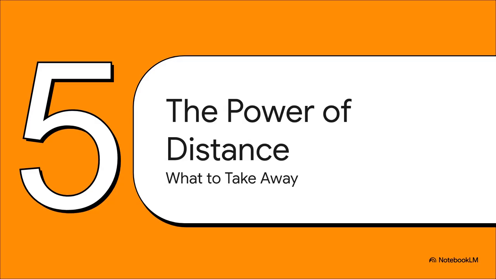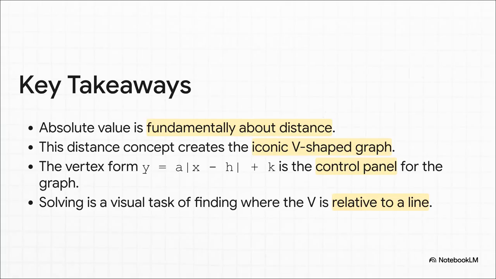Okay, let's zoom out and bring this all home. What's the one big idea that connects everything we've just seen? It all comes back to that one single word, distance. That concept is the engine for everything else. It defines what absolute value is. It's the reason we get a V-shape. It's why our control panel works, and it's what allows us to solve problems visually. From start to finish, it's one connected story.